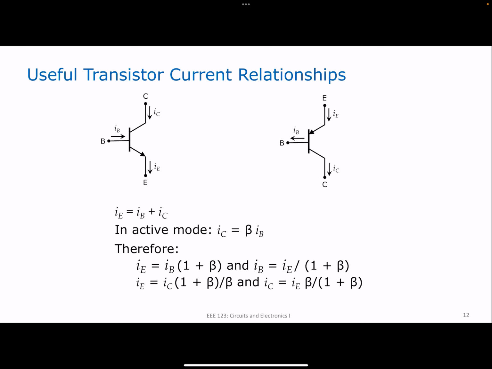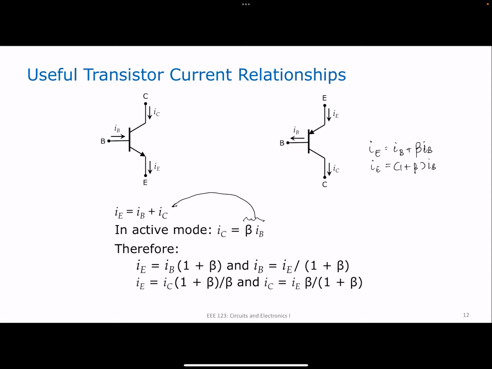By the way, these are some useful transistor current relationships. So we said that Kirchhoff's law is satisfied by the transistor. So you have IE is equal to IB plus IC. We also know that in active mode, IC is equal to beta times IB. If I substitute this into this, what am I going to get? I'm going to get IE is equal to IB plus beta IB, or 1 plus beta times IB. That's IE. If I know IE, I can solve for IB. I just transpose, so this 1 plus beta becomes the denominator on my left side, and I now have an expression for IB in terms of IE.